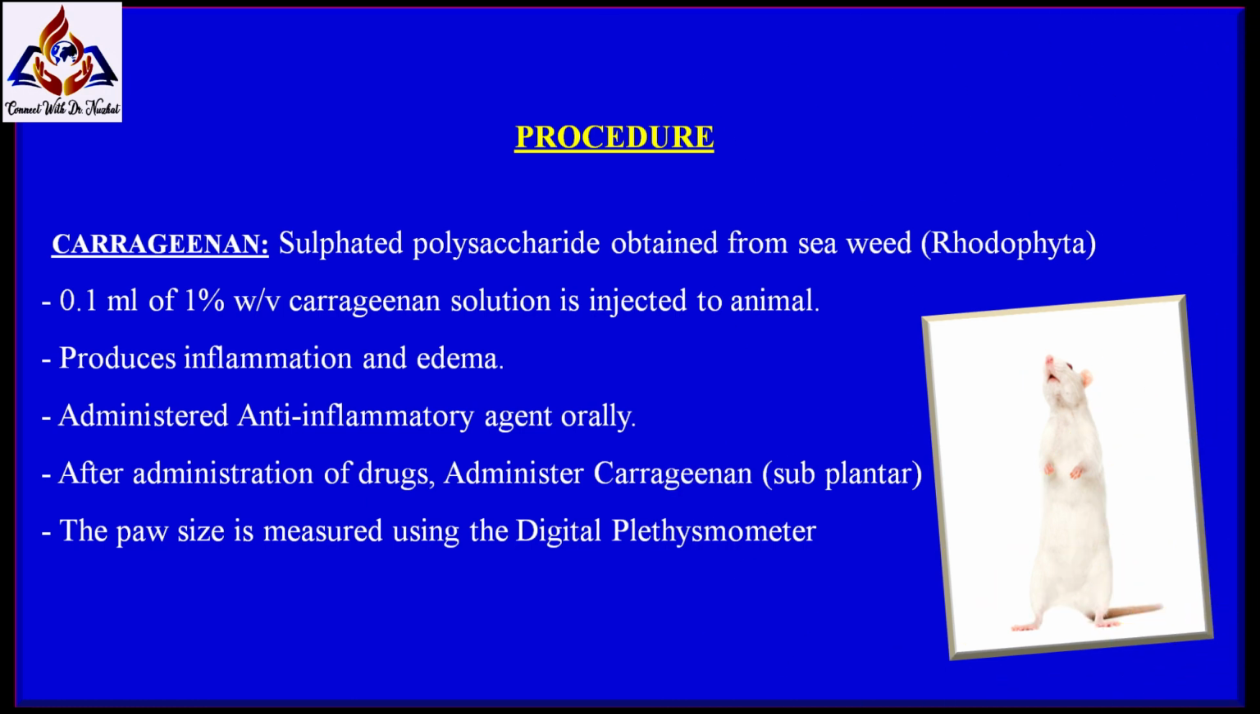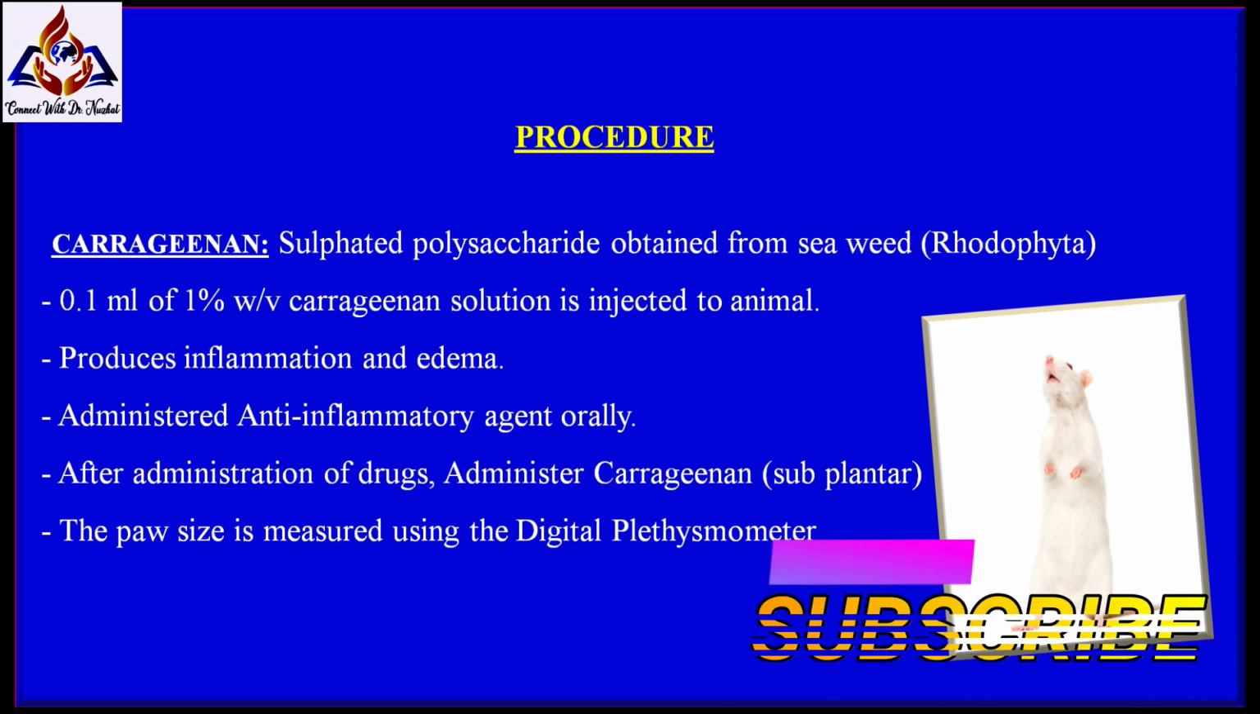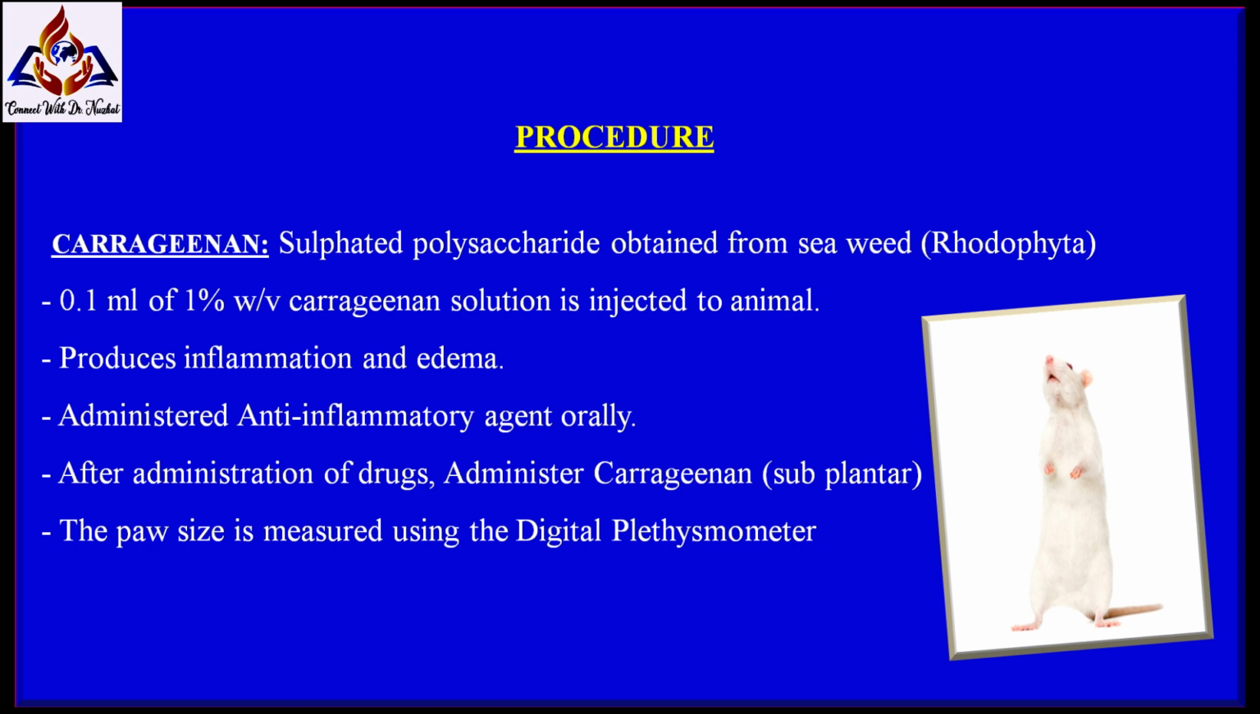Carrageenan is a strong chemical that functions in stimulating the release of inflammatory and pro-inflammatory mediators, including bradykinin, histamine, tachykinins, reactive oxygen, and nitrogen species. 0.1 ml of 1% weight by volume carrageenan solution in normal saline is injected to the animal. Carrageenan is a sulfated polysaccharide obtained from the seaweed Rhodophyta. It causes inflammation by releasing histamine, 5-HT, bradykinins, and prostaglandins that produce inflammation and edema.